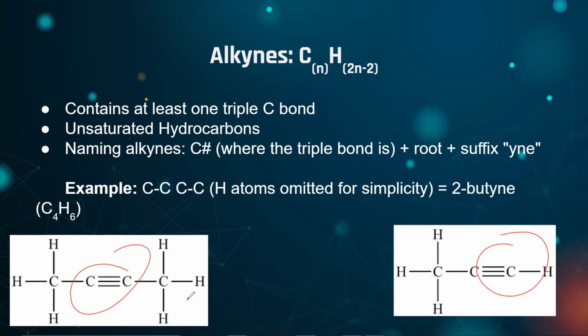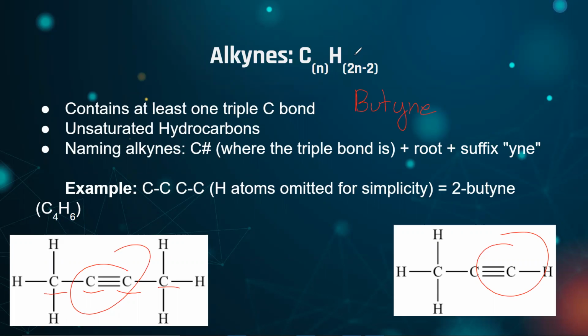So if I were to name this, again, I would have to count how many carbons I have. 1, 2, 3, 4. And if we were to go back and consult our chart, we would figure out that our root is but, again, for 4. And there's a triple bond there, so we're going to put a YNE on the end of it.